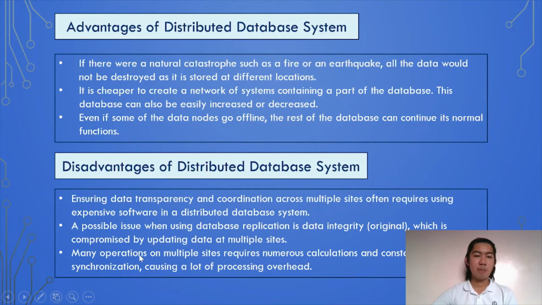Next is many operations on multiple sites require numerous calculations and constant synchronization, causing a lot of processing overhead. So, since yung data na ginagawa namin is isa lamang, for example, yung goal niya. So, since gusto kong i-open yung data sa isang computer server, mas mapapatagal yung pag-synchronize ng mga data sa iba't ibang server na aming ginagamit.